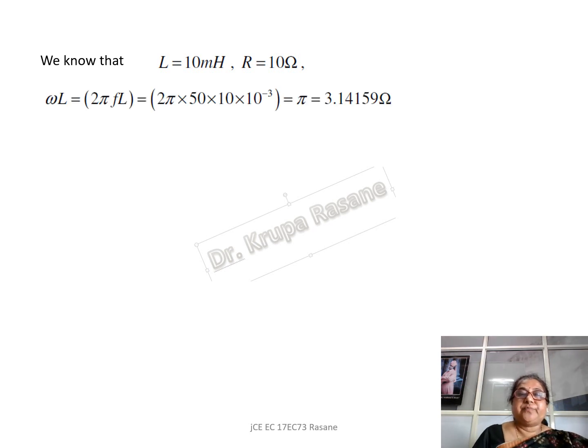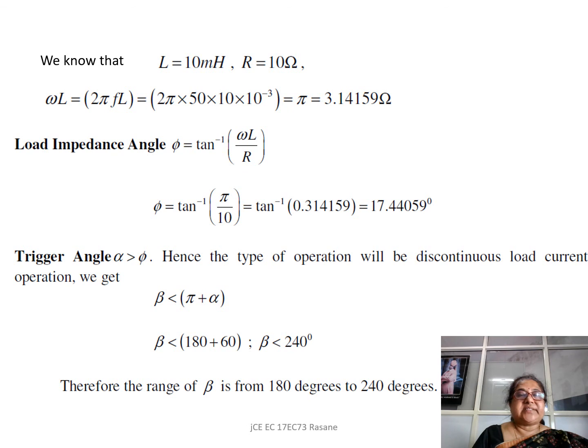Next, we know that L is 10 millihenry and R is 10 ohms, and omega L we have evaluated as pi. So let us calculate the load impedance angle, phi. Load impedance angle phi is equal to tan inverse of omega L by R. So substituting omega L as pi, I will be getting tan inverse of this value, so phi becomes equal to 17.4 degrees.